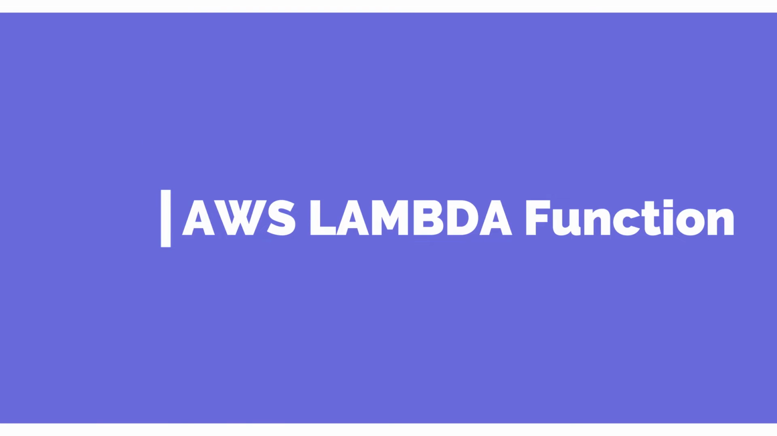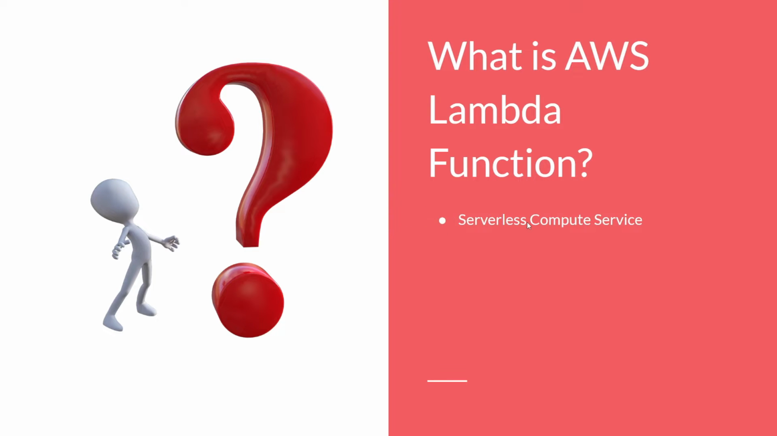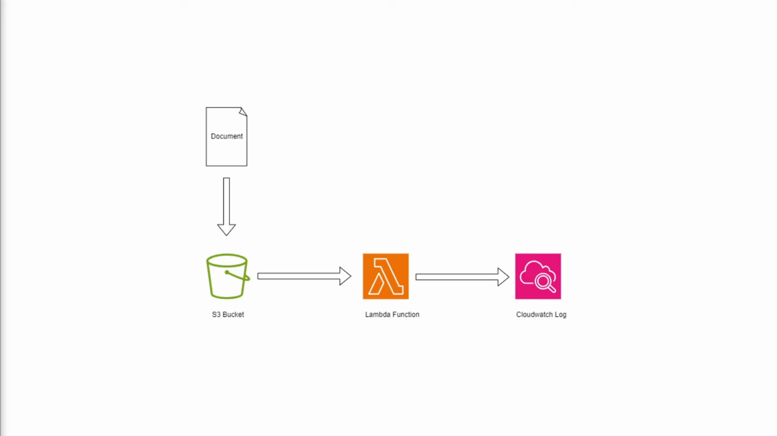Now when it comes to AWS Lambda function, it's a serverless computing service in AWS. The AWS Lambda function is mainly used to perform small tasks like processing data, sending email, or responding to any events. In this video, we will be creating the Lambda function to perform a simple data processing.